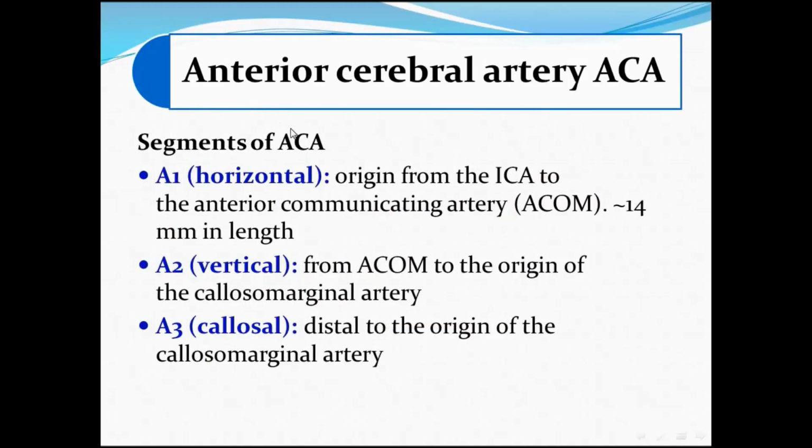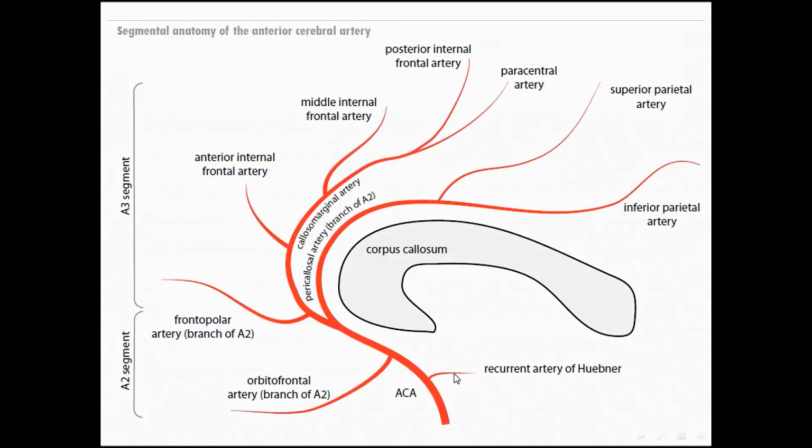So the A1 segment of the anterior cerebral artery originates from the internal carotid artery to the anterior communicating artery. This has about 14 millimeters in length. A2 is lying vertically from the anterior communicating artery to the origin of the callosal-marginal artery. The A3, which is the callosal segment, is distal to the origin of the callosal-marginal artery.